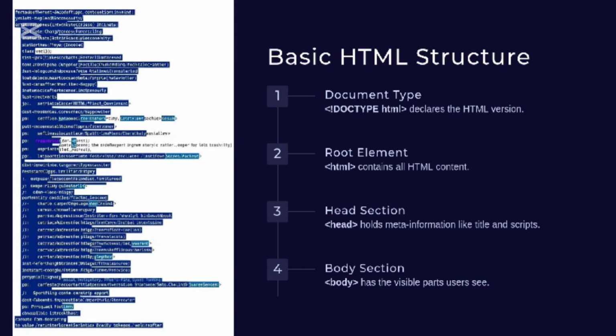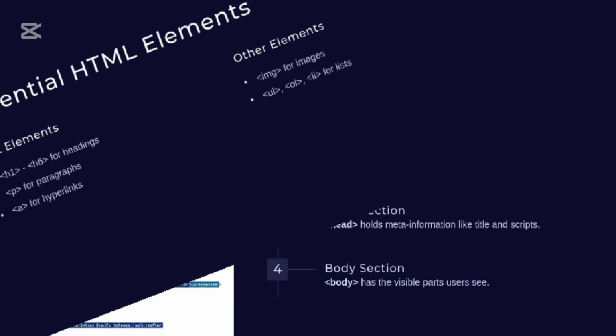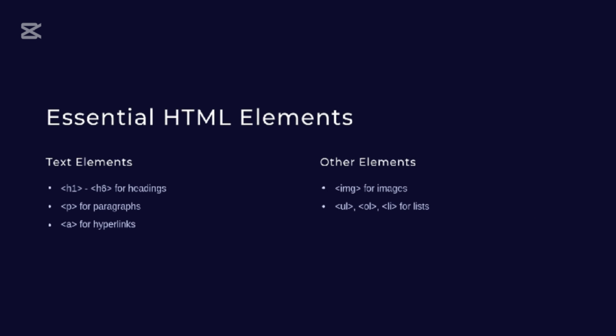Every HTML document begins with a document type declaration, followed by the HTML, head, and body tags. The head contains meta information, while the body includes the content displayed to users. Key HTML elements include headings, paragraphs, lists, links, and images. These elements define the structure and content of a web page.